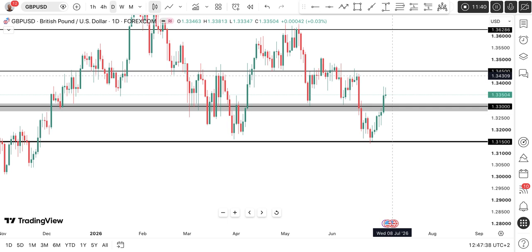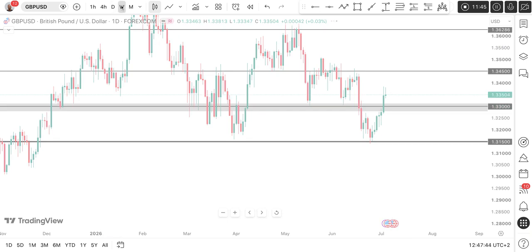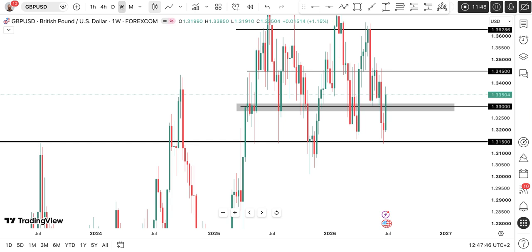So on the GBP we are bullish on the monthly time frame. We are bullish on the weekly time frame, or rather, sorry, let me see. We are bearish on the weekly time frame because we trade market structure: higher highs, higher lows, lower lows, lower highs. So we are bearish on the weekly time frame.